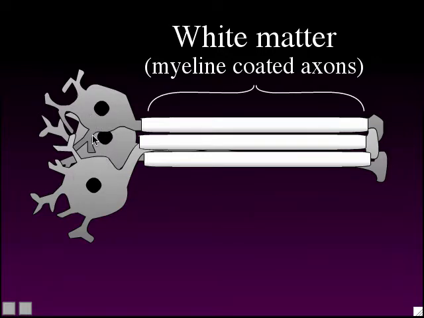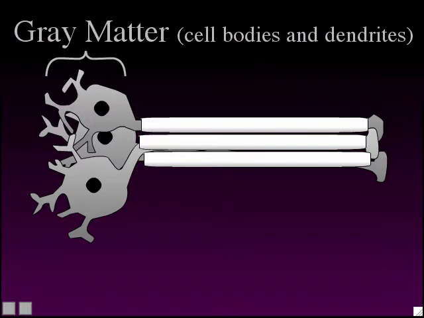The cell bodies and their dendrites, because those parts of the neurons are not coated with myelin, are not white, they're more grayish. And so the term the gray matter of the central nervous system means, well, what you see there. It means the cell bodies and the dendrites.